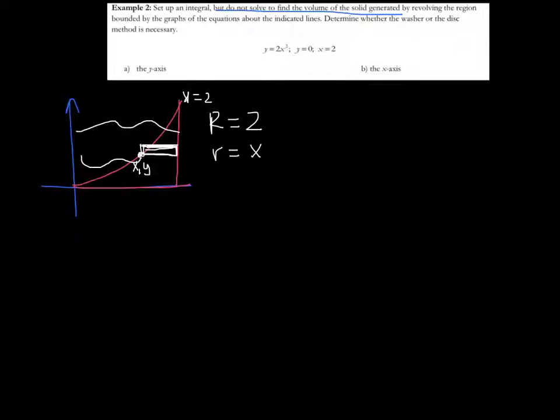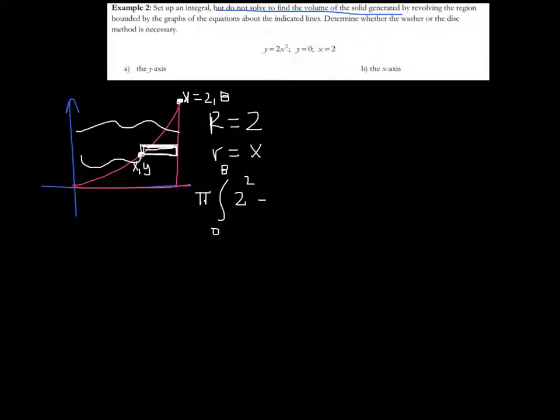So now, because this is a dy strip, everything needs to be in terms of y. Let's just see what this point is here. That's important to get that point. When x is 2, our y is 8. So this is the point (2, 8). And so we know that our integral is going to be going from 0 to 8. And we need a pi. Capital R squared, so I'll just write it out, 2 squared minus little r squared.